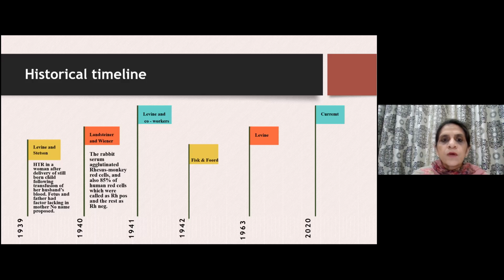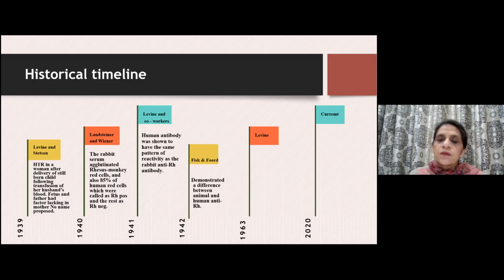In 1941, Levine and co-workers stated that the human antibody they had identified had the same pattern of reactivity as the rabbit anti-Rh antibody. However, in the subsequent year, authors demonstrated that there was a difference between the animal and human anti-Rh. It took another 2 decades to see that the original term RH, proposed by Landsteiner and Wiener, was retained, whereas the anti-rhesus found in animals was renamed as anti-LW.